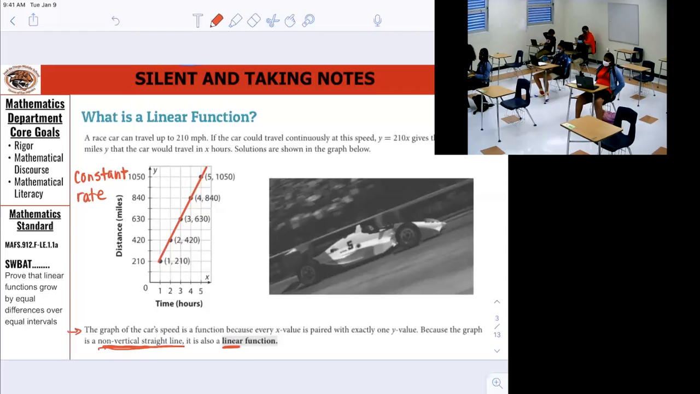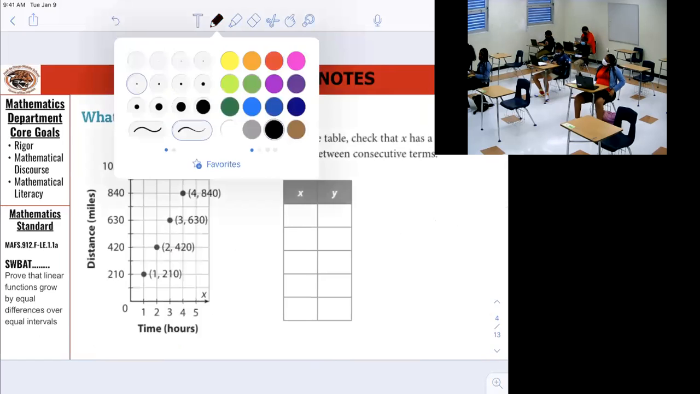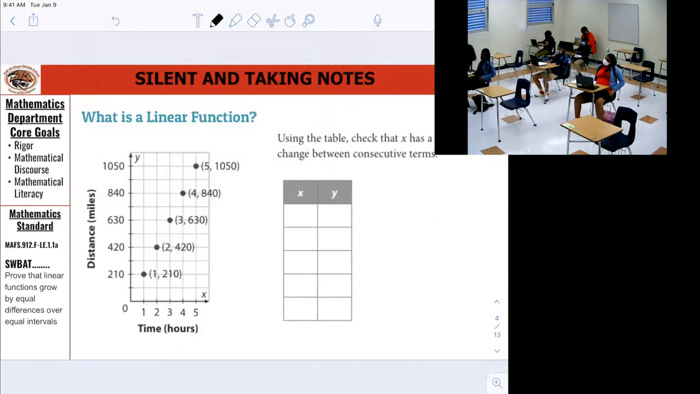So now let's talk about what that looks like in a table. So here I have the same exact graph. I copied the same graph, and I'm just going to put the points down on a table. And I want you guys to copy down just this table right here that I'm about to fill out. I'm going to fill it out using the points from my graph. So I have 1, 210; 2, 420; 3, 630; 4, 840; and 5, 1050. Okay, so I'm just copying it down.